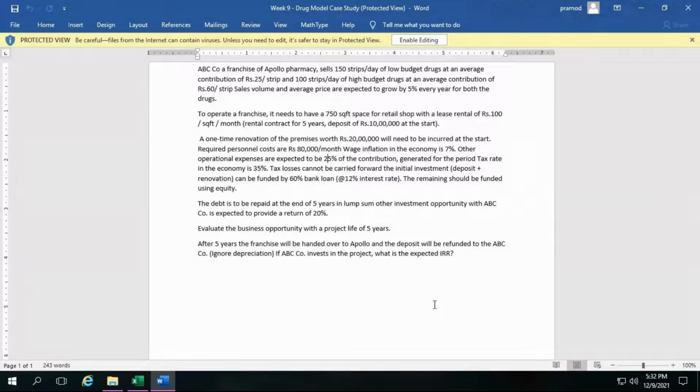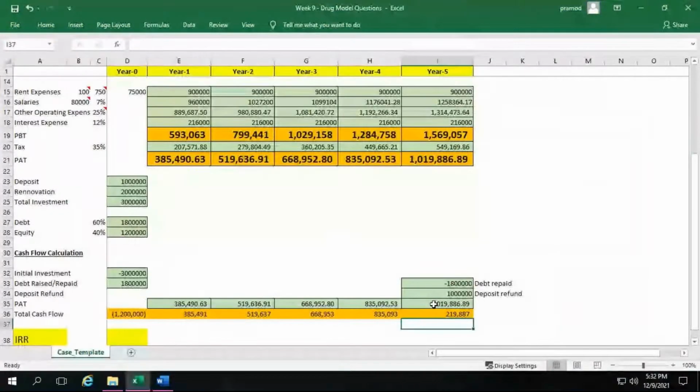So every year we are not paying. When it is the last year, this year we are showing that deposit and debt refunded. Okay. So salaries, once again we tell the salary.